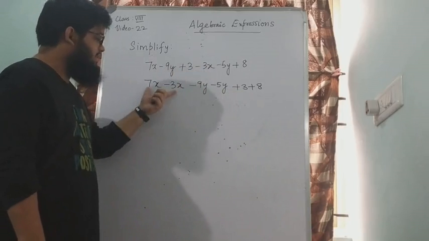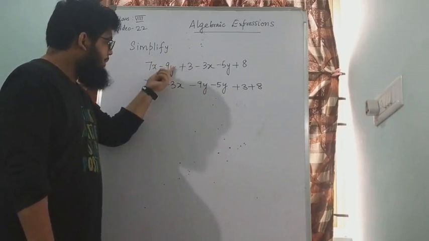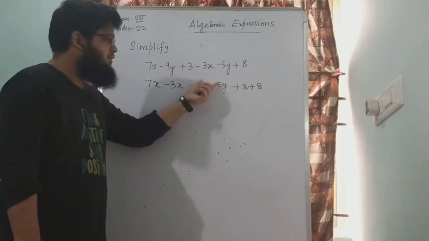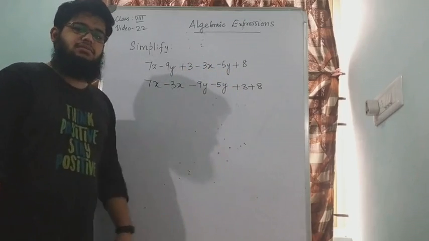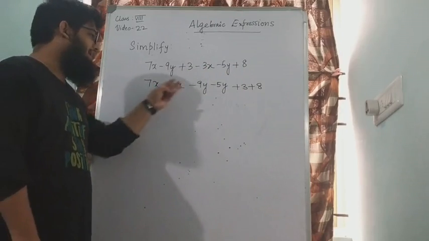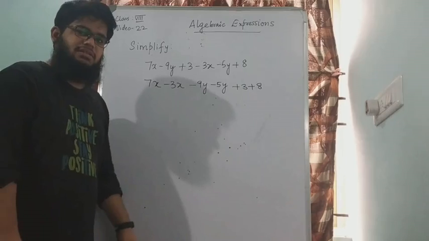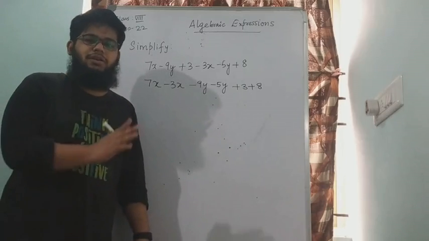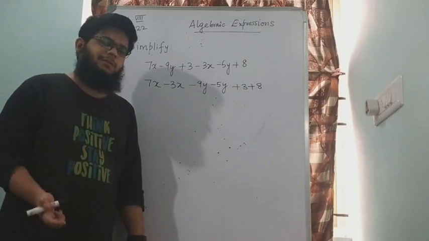7x and minus 3x as one group of like terms. Minus 9y and minus 5y as another. Plus 3 and plus 8 as the last part. Okay. You can write y first and x next, which is totally your choice. But going with the order, x comes first, y comes next, so I'm just following that.